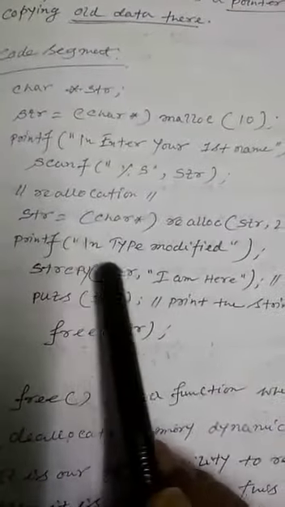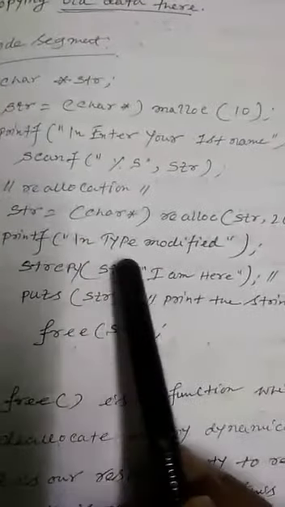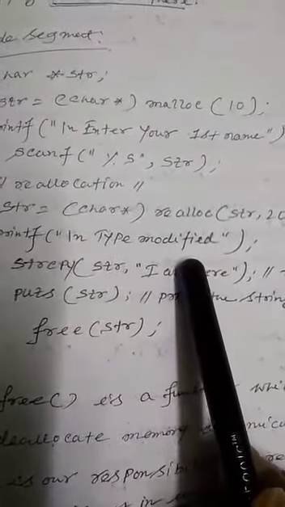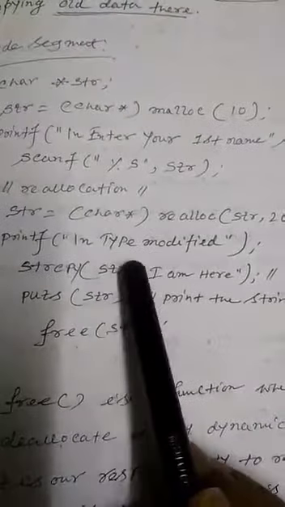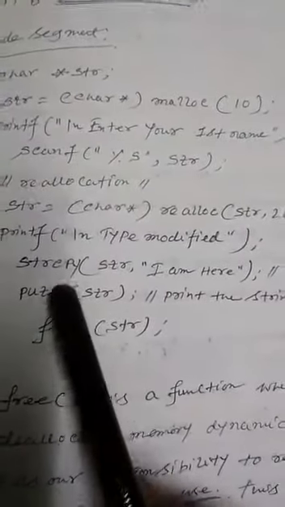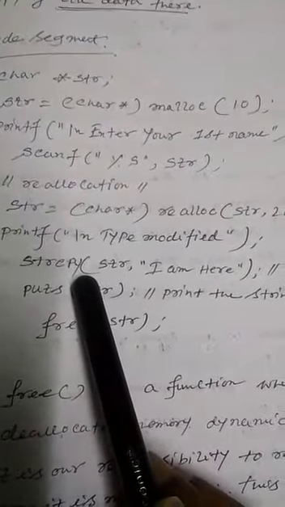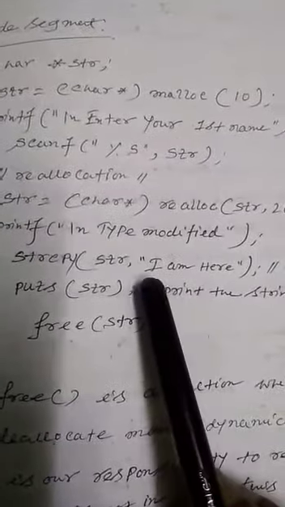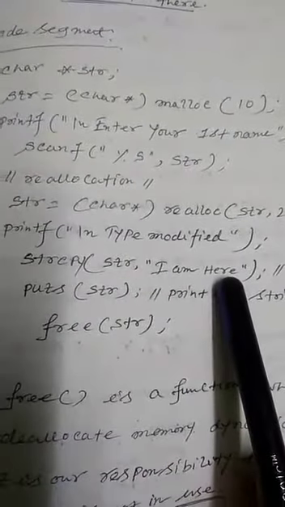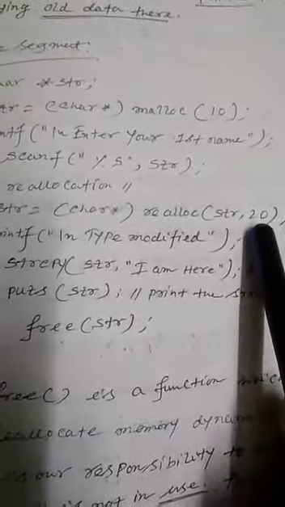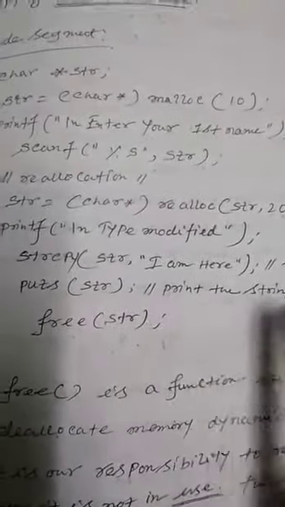Now I am taking some more input. Printf, type modified. Printf type modified means I am going to increase something. The string copy function is used here, strcpy(str, "I am here"). That means the first name is Abhishek, and it will add "I am here", and it is able to include that because we have increased the size with the help of the realloc function, and that has been done at runtime. Now puts(str) will be able to print the concatenated or total copied string in the console.